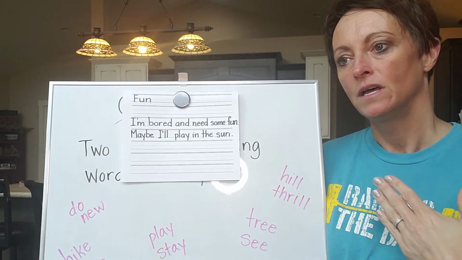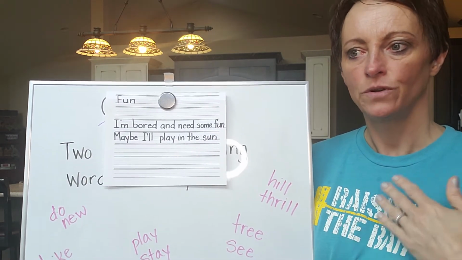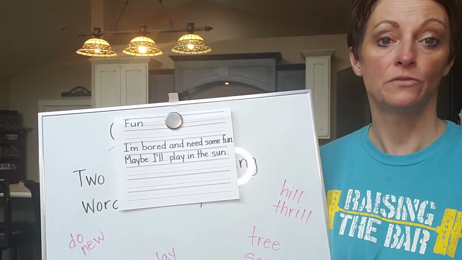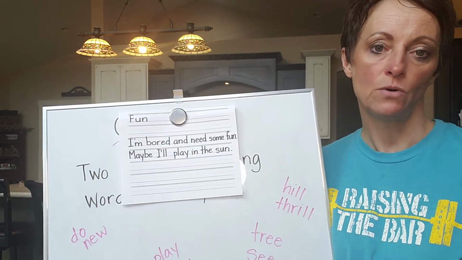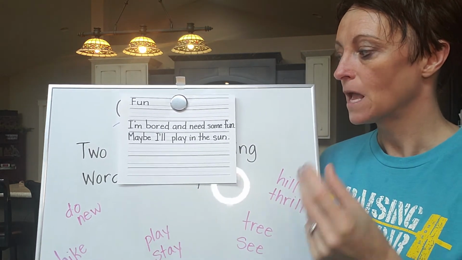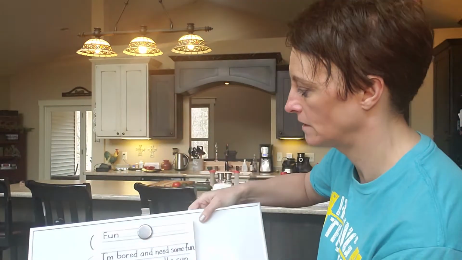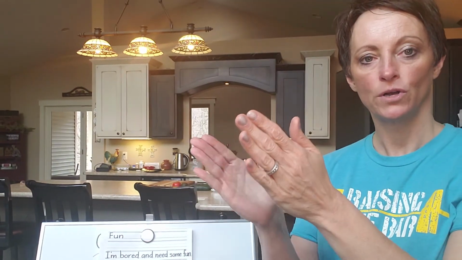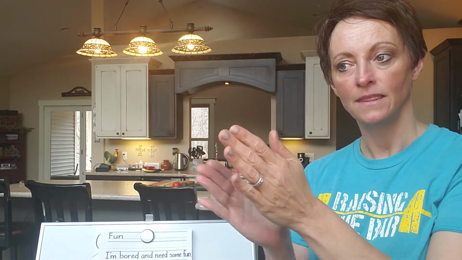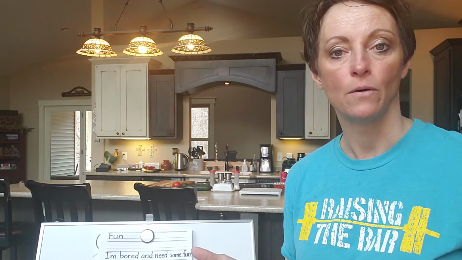And notice how the rhyme in the couplet has sort of a rhythm to it. Just like you hear in music when you're working with Mrs. Waldron on songs, poetry can also have a rhythm. I'm bored and need some fun. Maybe I'll play in the sun. Think about the syllables in that. Let's clap that out. I'm bored and need some fun. Maybe I'll play in the sun. It has about the same, close number of syllables. I would have to count them out.